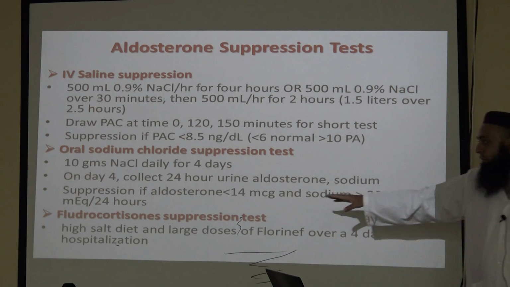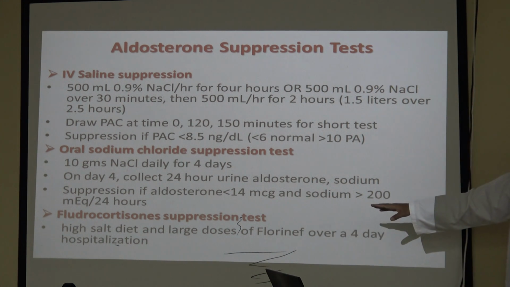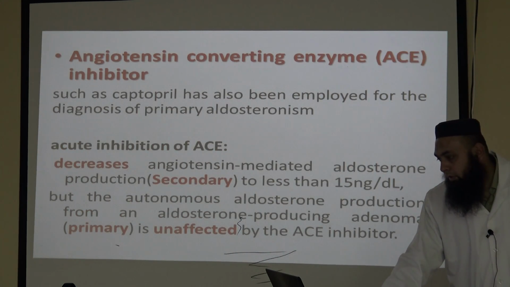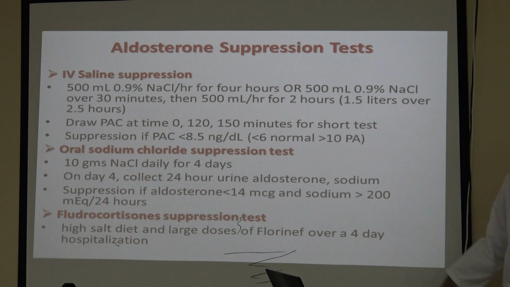Or you give fludrocortisone, high salt diet and a large dose of this over a 4-day hospitalization. So it should ideally suppress that. If the cause is aldosterone, if the cause is not renin, then it should give the suppression. Are you getting this point? So primary versus secondary. We are giving the same trigger, and we are looking at the response. If the cause is renin, response will not occur. If the cause is aldosterone, response should occur. So this is how you differentiate.